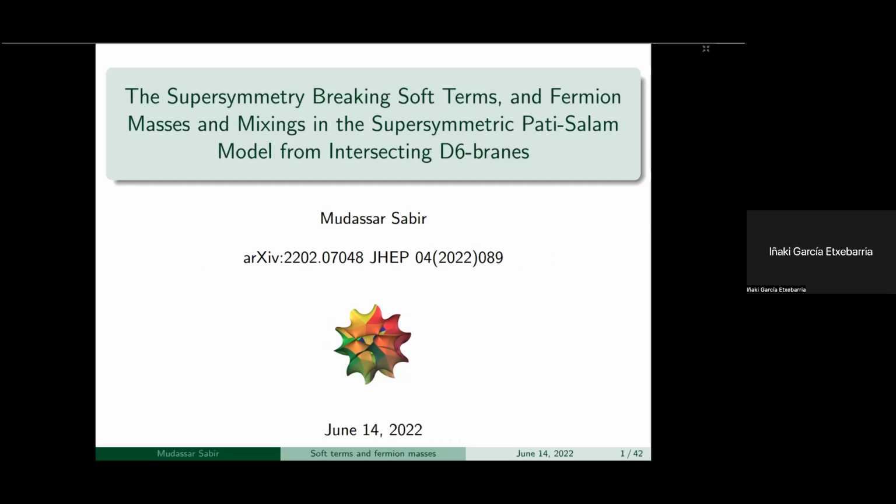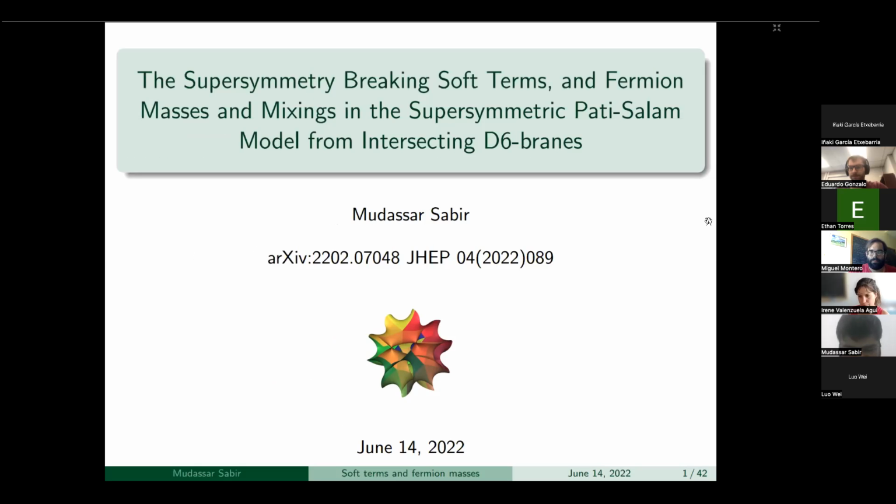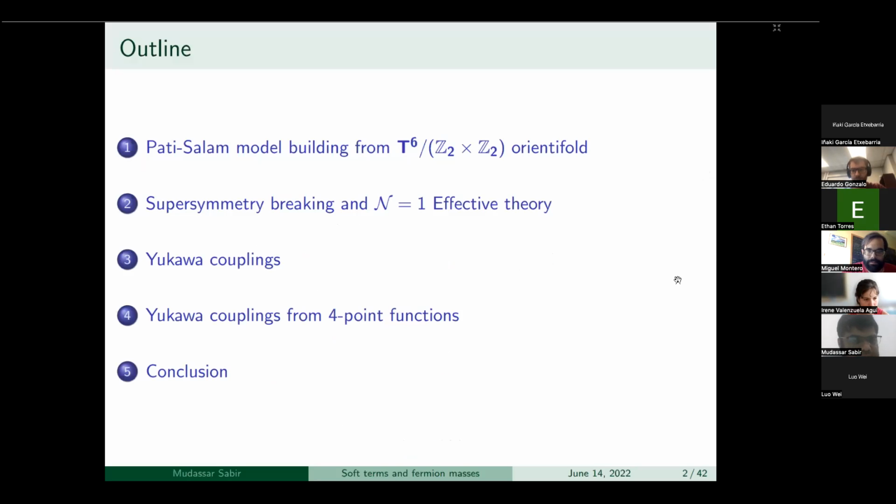I'm very thankful to the organizers for allowing me to speak at your esteemed conference. So this is the title of my talk. I'm going to discuss Pati-Salam model building from intersecting D6 branes. And this is a general outline.